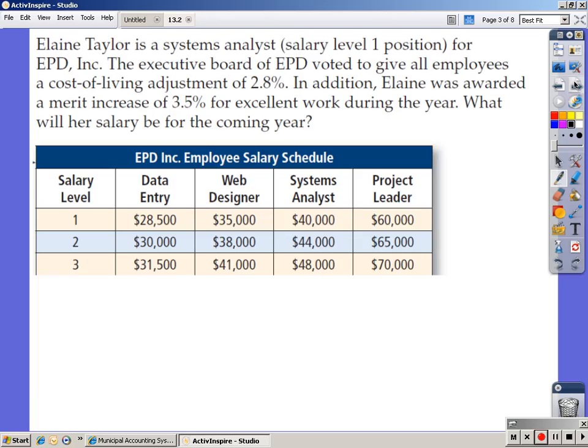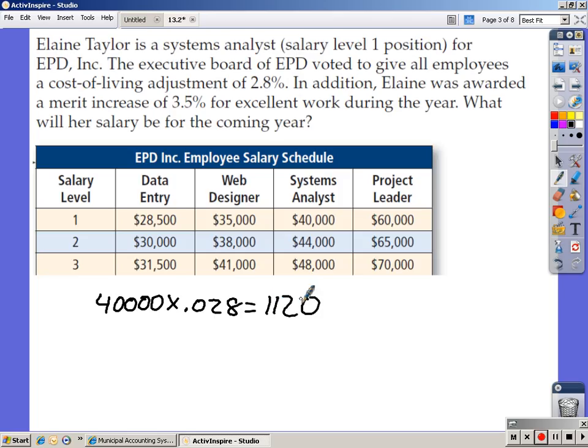Now, you'll have to use this table on today's lesson. It gives you the salary levels and what their job is. For this one, she's a systems analyst, salary level 1, so she makes $40,000 a year. The first thing we need to do is find the cost of living adjustment and then the merit adjustment. So take 40,000 times 0.028 for the cost of living adjustment. The cost of living adjustment works out to be $1,120.